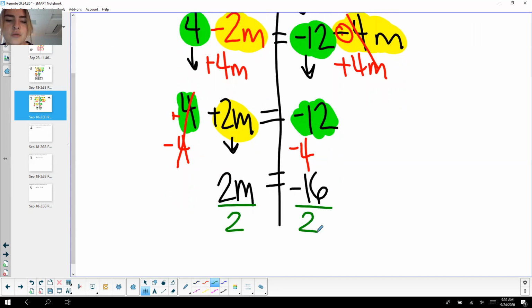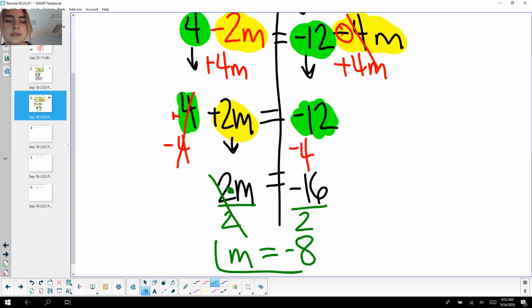And finally, I know that when I've got a coefficient or a number right next to a variable, it is being multiplied. So 2m is the same thing as 2 times m. So to get m by itself, I'm going to divide both sides by 2. I'm going to be left with m equals negative 16 divided by 2, which gives me negative 8.